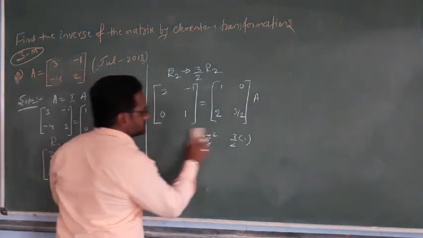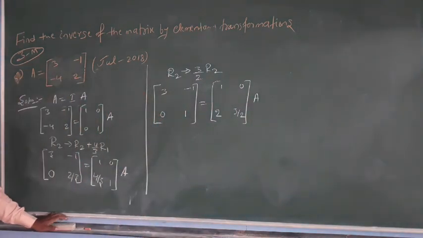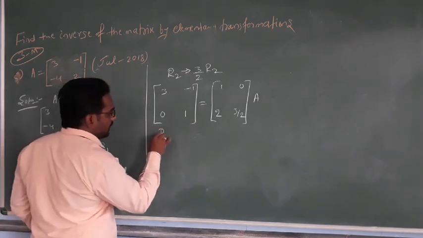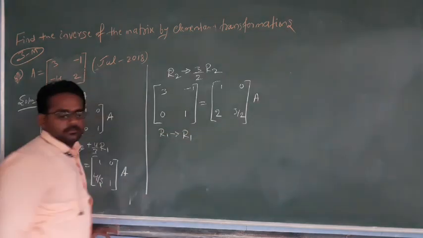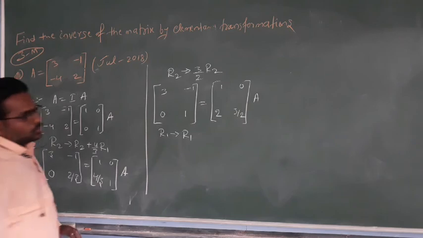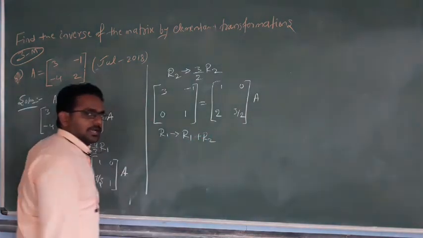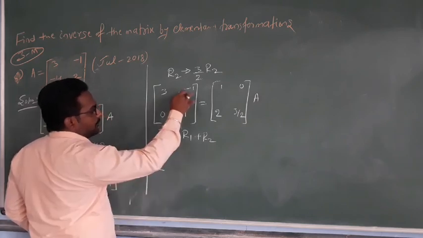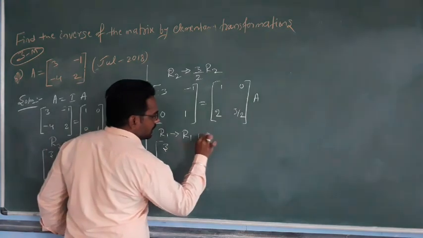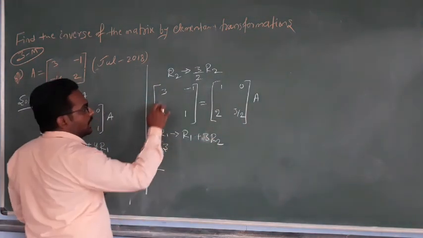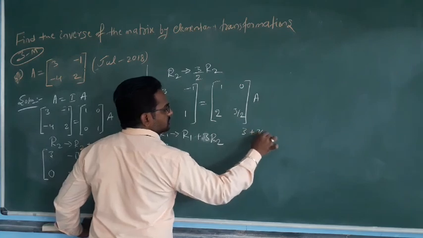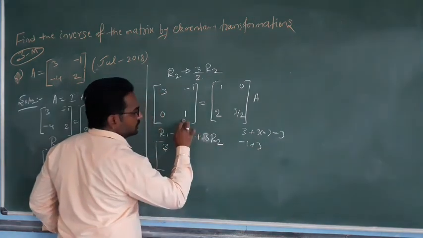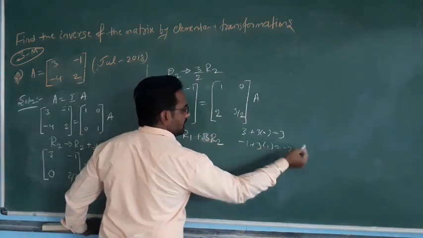Okay. So next, what do we have to do? Next, R1 changes to R1 plus R2. R1 changes to R1 plus R2. So 3 plus 0, it is 3. Minus 1, so 3 into R2. 3 into R2. Okay. R1: 3 plus 3 into 0, it is 3, as it is. So minus 1 plus 3 into this one, 1. So we get the minus 2.